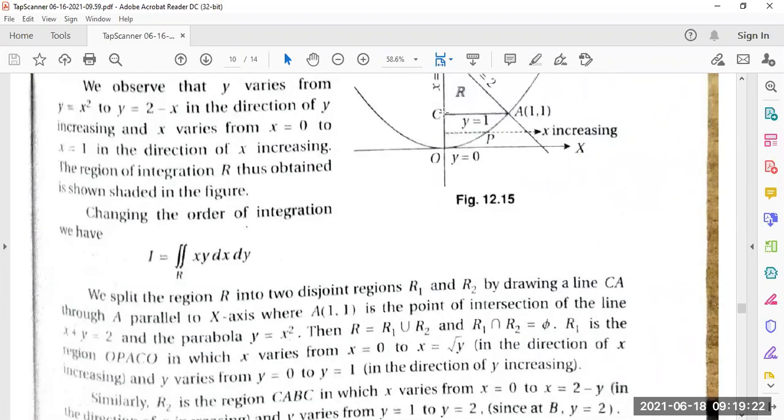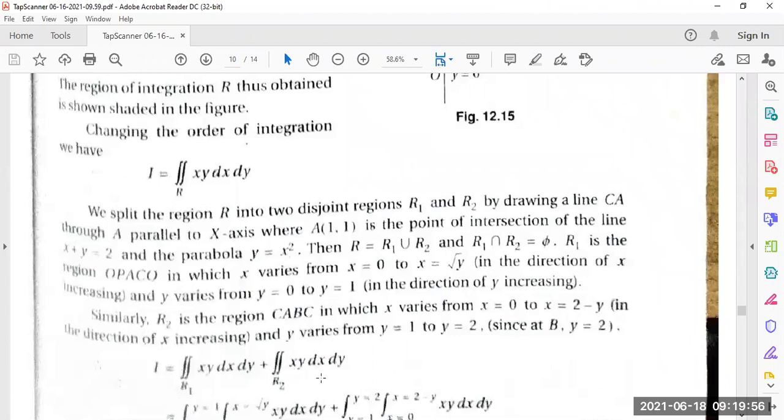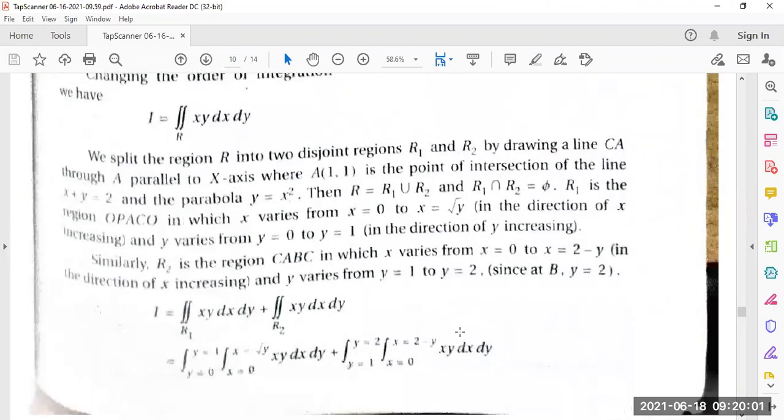What is the point of y here? What is the coordinate of point C? Tell me someone. (0, 1). And what is the coordinate of B? It is given (0, 2). So what is the value of y in C and B? In C it is 1, in B it is 2. So y varies from 1 to 2. Clear? So here we are changing the order.